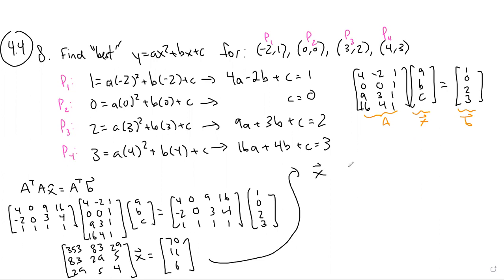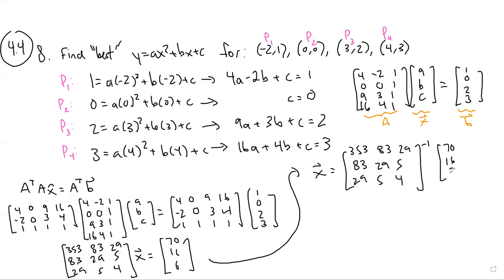If we've done this correctly, that matrix over there is hopefully invertible. So I'll get the matrix 353, 83, 29, 83, 29, 5, 29, 5, 4 to the -1, and then 70, 16, and 6. And then I used a website called reshish.com. I don't know why it's called that, but it's pretty handy. And that will give me this inverse. And it's just a bunch of horrible fractions. I would not have wanted to work this out on my own.